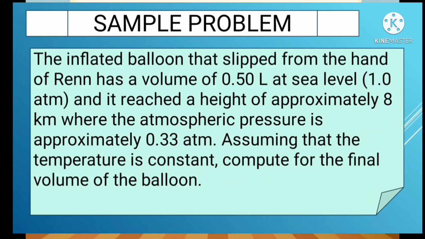Let us have a sample problem. The inflated balloon that slipped from the hand of a friend has a volume of 0.50 liter at sea level, which is 1 atmosphere, and it reached a height of approximately 8 km, where the atmospheric pressure is approximately 0.33 atm or atmosphere. Assuming that the temperature is constant, compute for the final volume of the balloon.